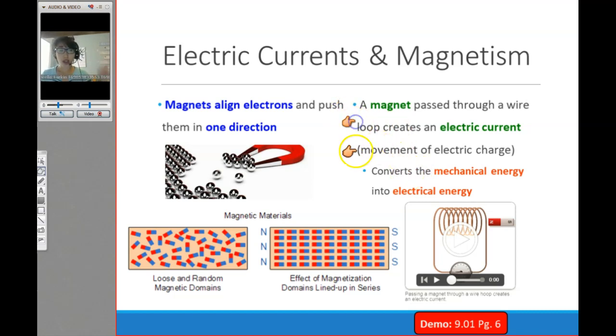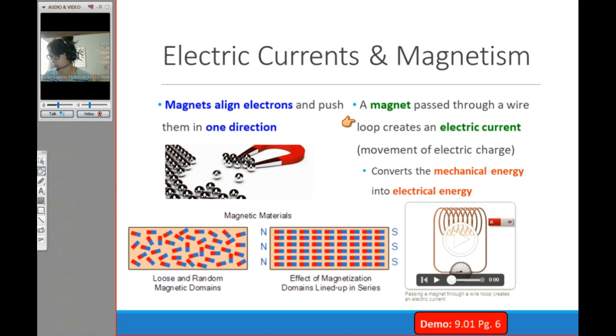So what actually happens here is you can create electricity with just a magnet and a wire. Yes, it's very attracting. So you don't even need a battery to create electricity. You can create electricity with just a magnet and a wire. I'm going to go ahead and show you what this looks like.